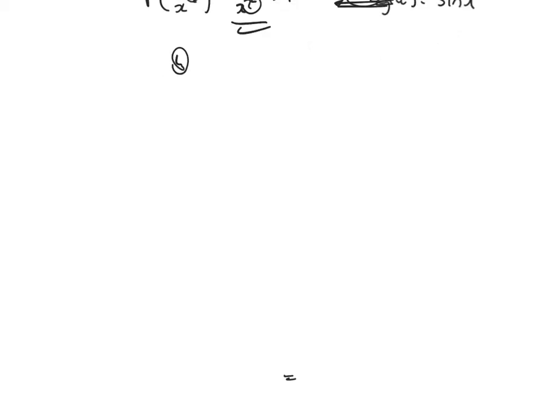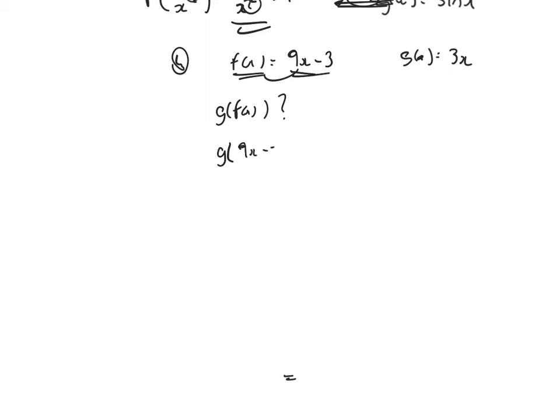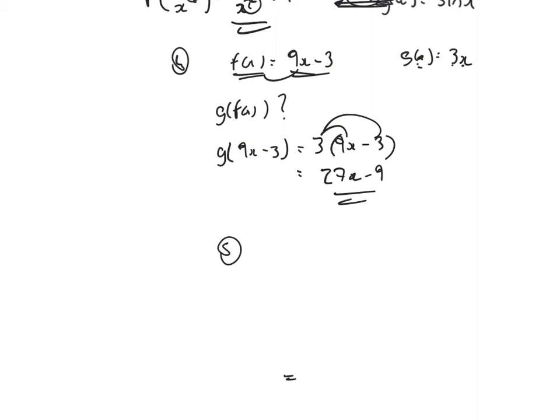Example 4. I've got f of x equals 9x minus 3 and g of x equals 3x. I'm going to find g of f of x. f of x is 9x minus 3. What's the g function? Whatever's in the bracket, you write it down, and then you times it by 3. That's easy enough to expand out, so go ahead and expand that one out. 27x minus 9.